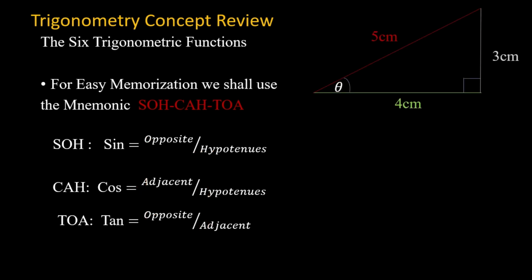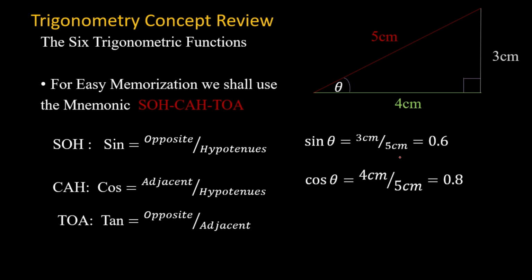Assuming that the adjacent side is 4 centimeters, the opposite side of theta is 3 centimeters, and the hypotenuse, which is the longer side and the side opposite the right angle, is 5 centimeters. Let's find sine theta, cos theta, and then tan theta. Sine theta, we know, is opposite over hypotenuse, so 3 over 5, which is equal to 0.6.